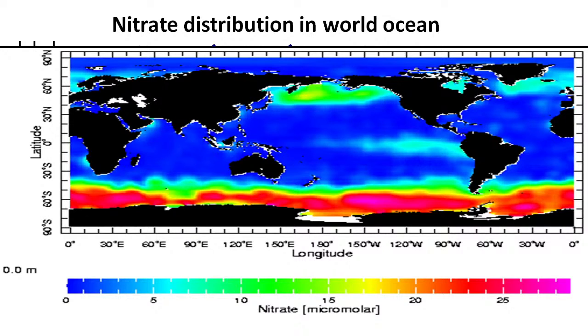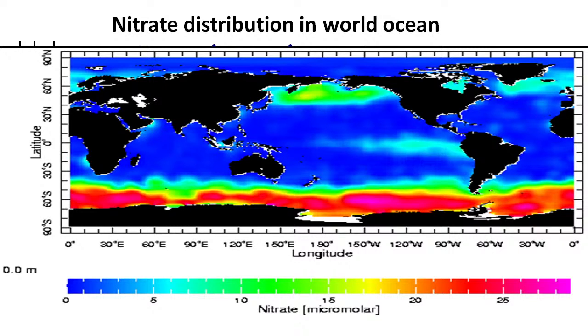This map is showing the global distribution of nitrate. In the tropical or the equatorial belt, particularly in the Indian Ocean, you can clearly see that the nitrate concentration is very low. But there are zones in the ocean, for example, the Southern Ocean or the Arctic Ocean, where the nutrient concentration, at least the nitrate concentration, is quite high. Nutrient does not mean only nitrate.